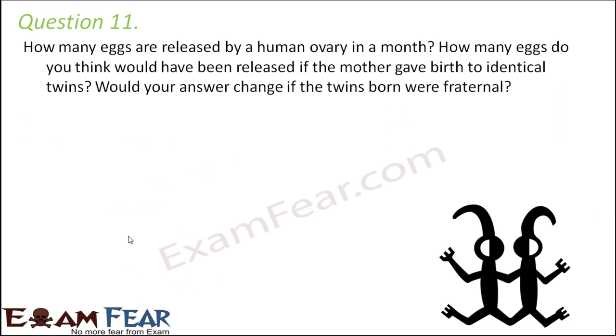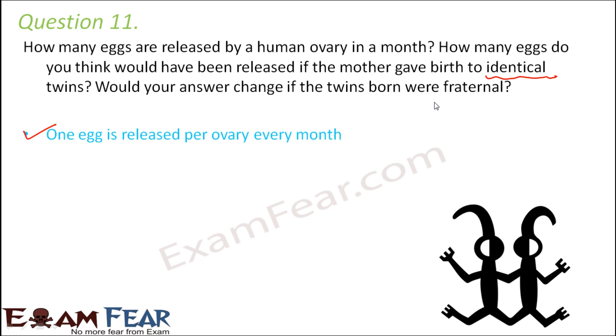Question number 11. How many eggs are released by a human ovary in a month? Okay, so one ovary can release only one egg. So one ovary can never release more than one egg. So that is for sure. So in a month, how many eggs do you think would have been released if the mother gave birth to identical twins?